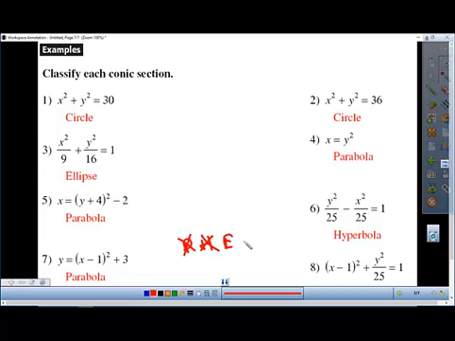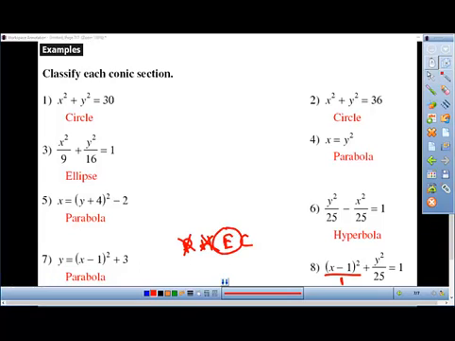Let's see now, is it going to be an ellipse or a circle? So we see over here, this has a denominator of 1, this has a denominator of 25. Since it has a denominator of 25, that means that they're different. So then it's got to be an ellipse.